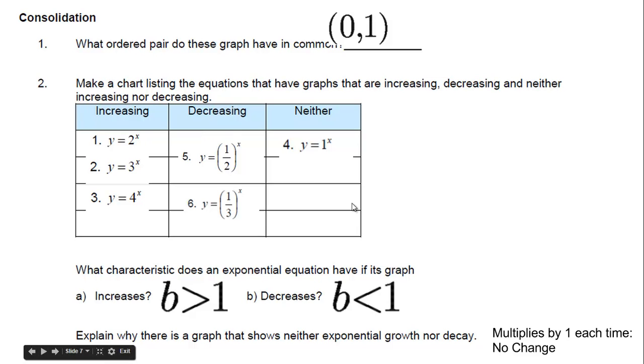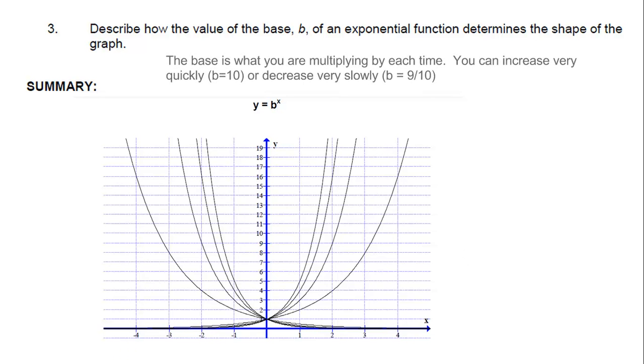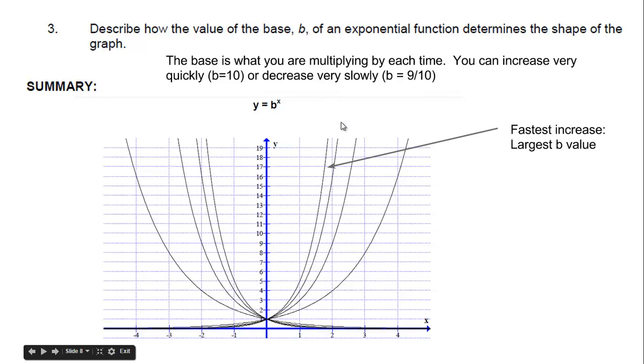How the value of the base determines the shape of the graph. The base is what you are multiplying by each time. You can increase very quickly, so you can have like a 10 to the x, and the fastest we have here is a 5 to the x, like increasing by 5 every time. This would be 5, and the next one would be 25. That guy's the fastest increase. It's the largest b value. This guy here is the slowest increase. It's still increasing, but slowest.